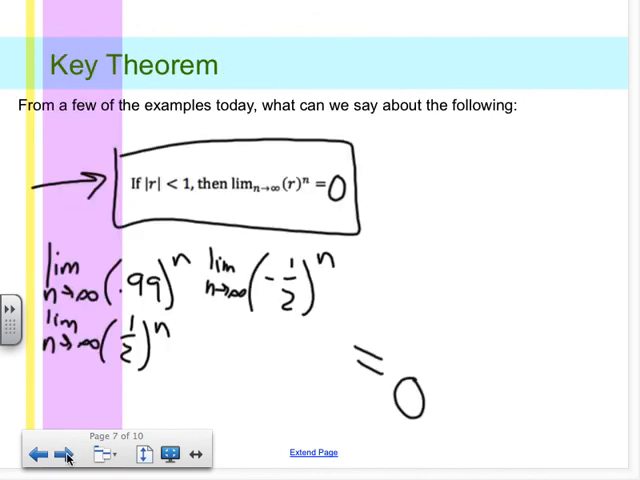This key theorem is going to be important. Make sure you have that written down somewhere. When that r value there is less than 1, we're going to end up seeing that our limit approaches 0. That's all.